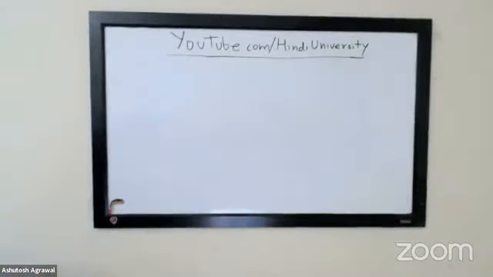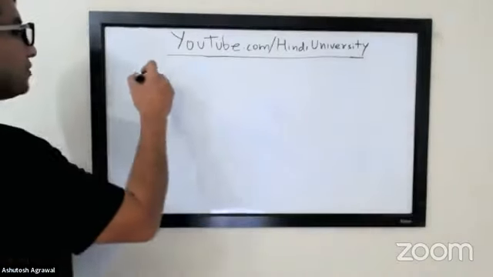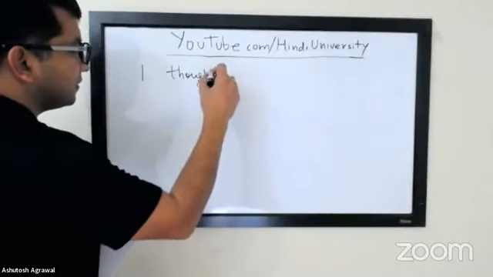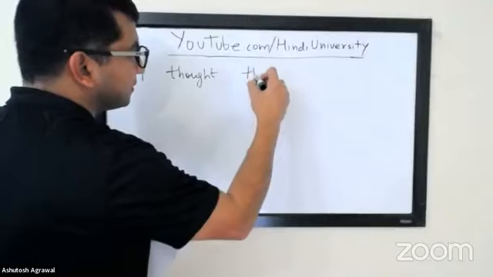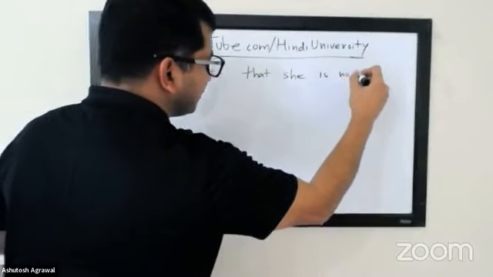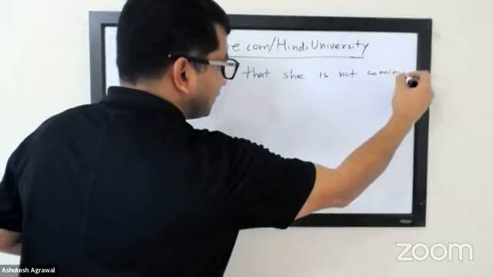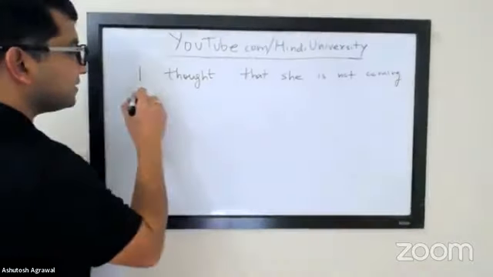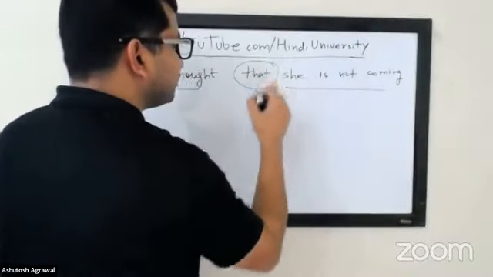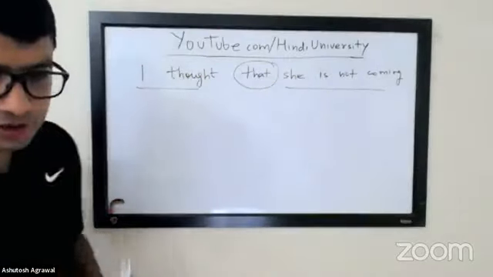Okay, so let's give some more examples of ki. Now let's say you want to say, I thought that she is not coming. You'll see two separate sentences. You have this one and you have this one, and you are joining both of them with this conjunction that.